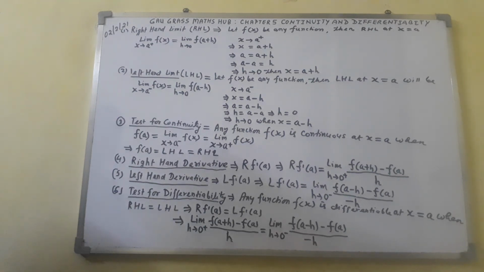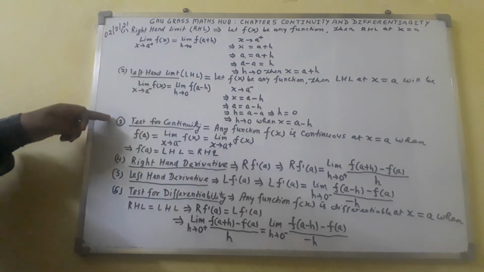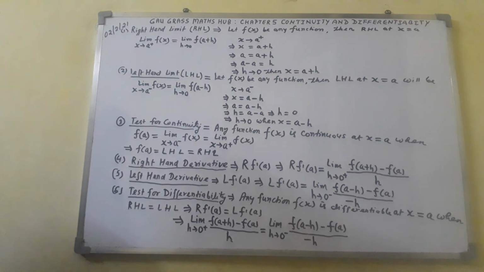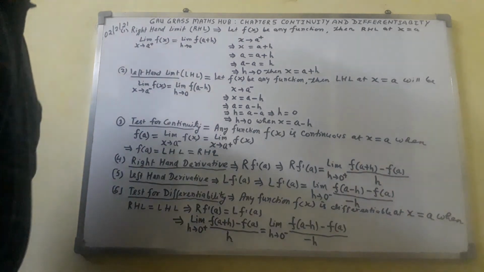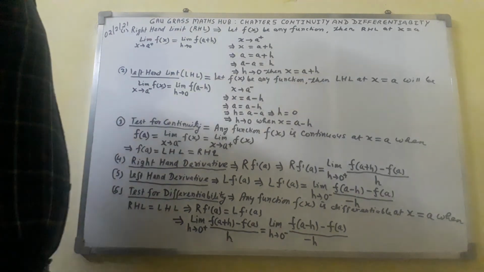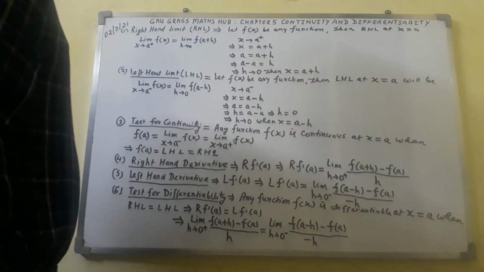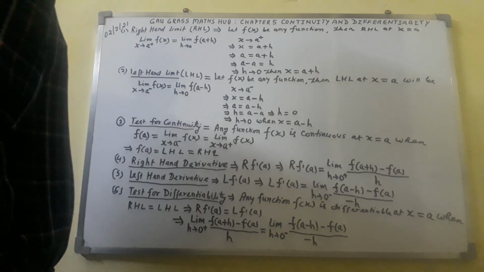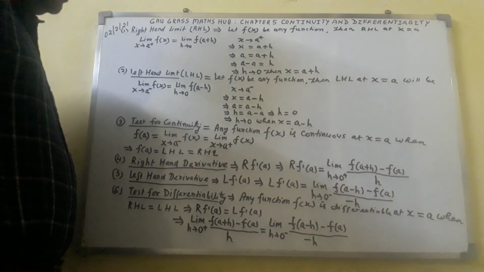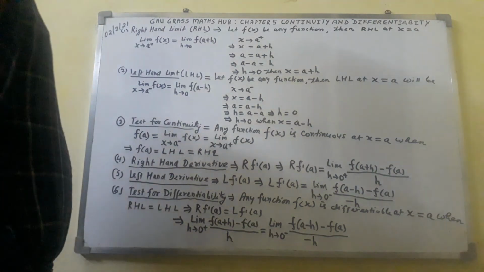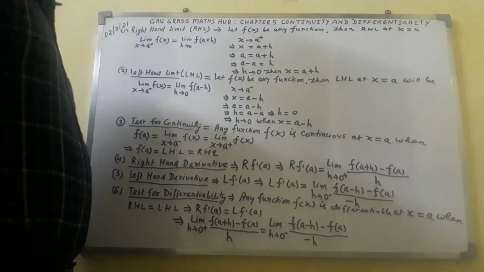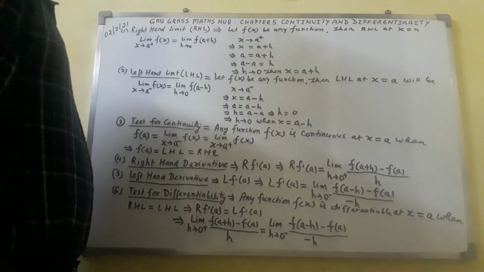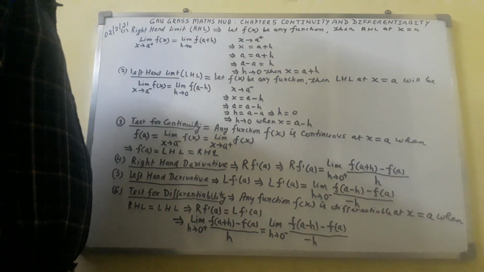These are the six concepts I have explained here in detail, that belong to chapter 5, continuity and differentiability. These are the concepts which I have explained today.